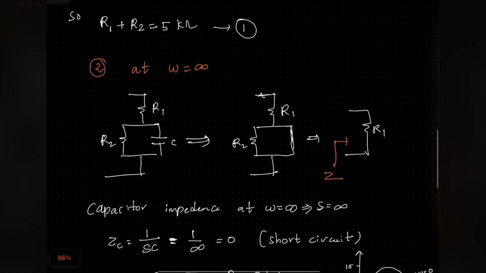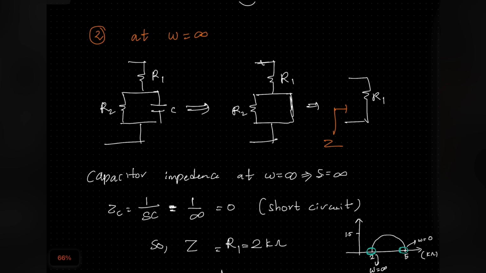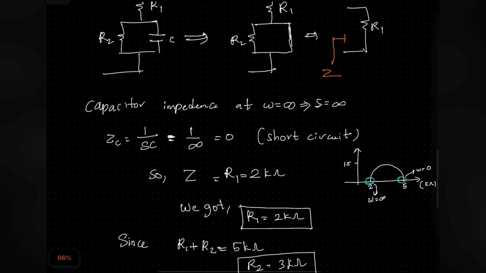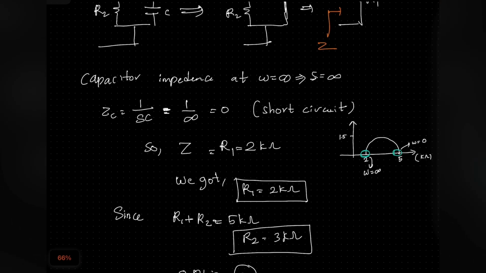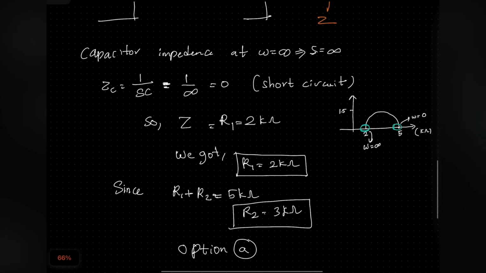And next, let us examine at omega equals infinity. As it turns out, at omega equals infinity, the capacitor will get short circuited. If the capacitor gets short circuited, the impedance we see is only R1. So at omega equals infinity, we know it is given in the graph that Z equals 2 kilo ohms. So Z equals 2 kilo ohms equals R1. Now we got R1 equals 2 kilo ohms.